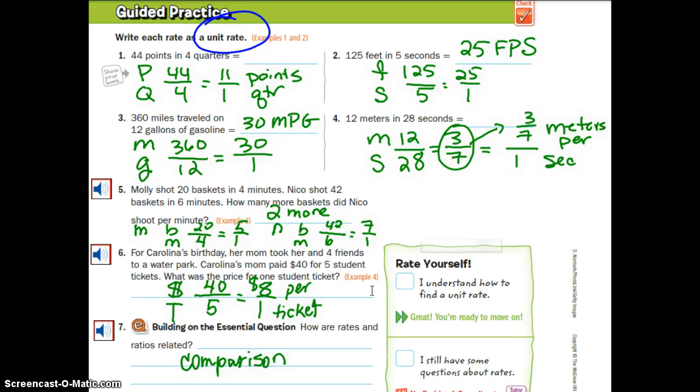So what did we learn? In rates, ratios, and unit rates, we're making a comparison. So go back to the beginning of this lesson and look at the vocabulary. The vocabulary is very important.